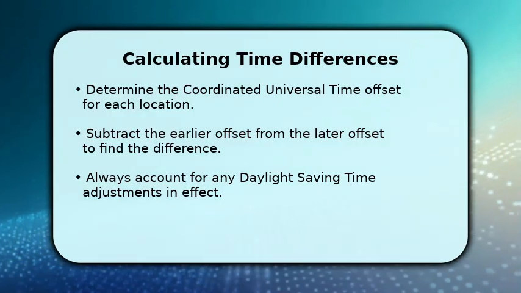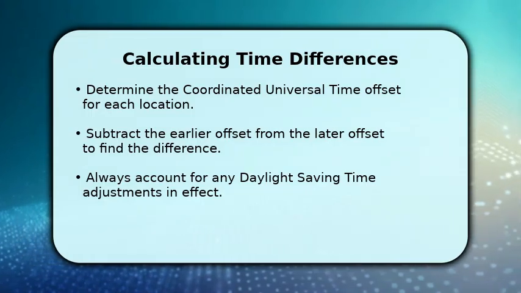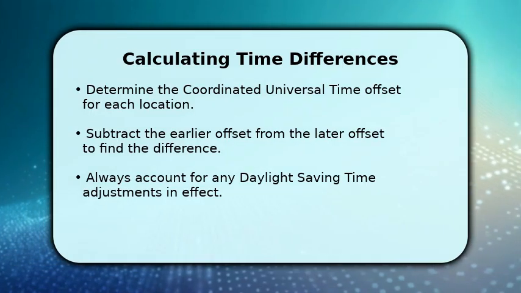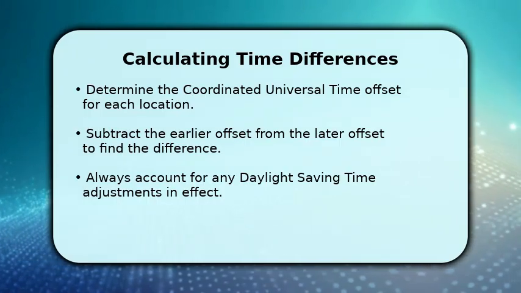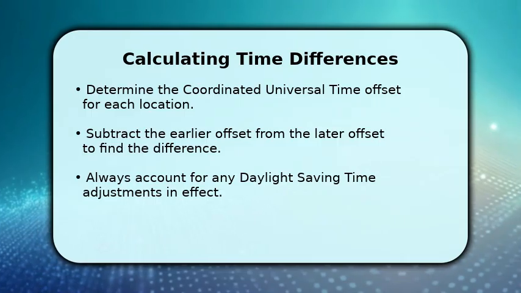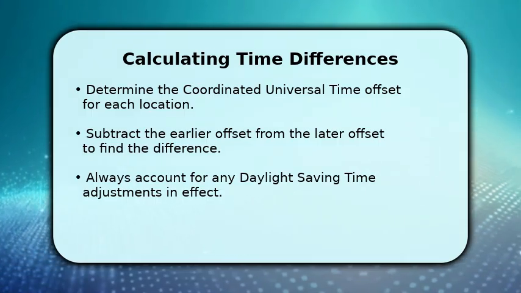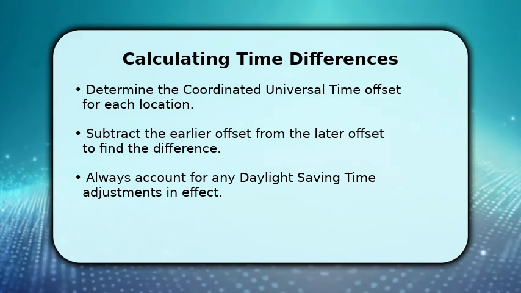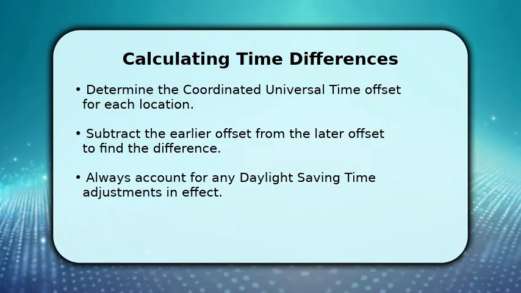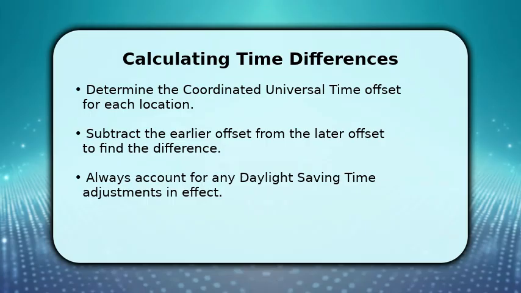Calculating time differences accurately is crucial for effective global communication. First, identify the Coordinated Universal Time, or UTC, offset for each location you are comparing. Next, subtract the earlier offset from the later one to determine the precise time difference between the two places. Remember to always factor in any daylight saving time adjustments, as these can shift local times by 1 hour and significantly impact your calculations, ensuring you avoid scheduling errors.